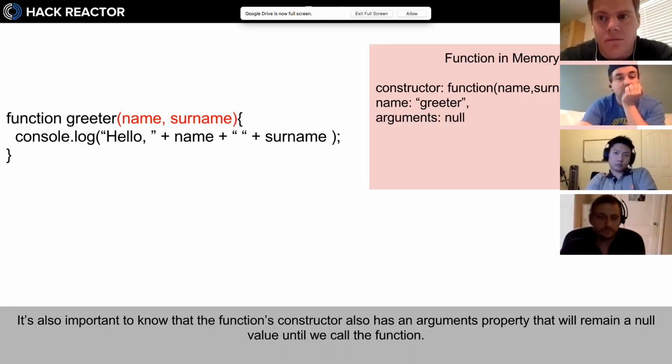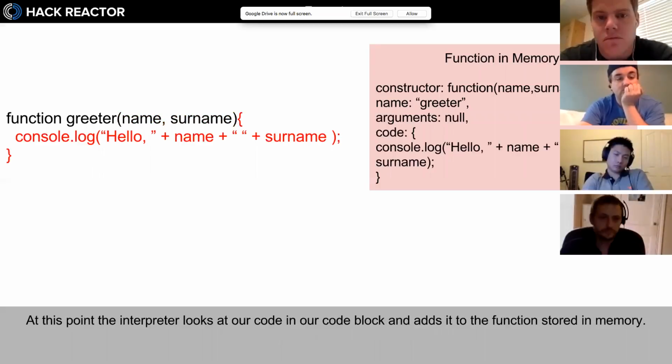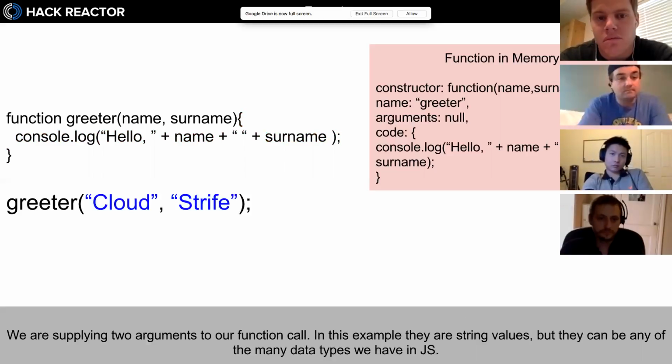So each time we call a function, there's this property called the arguments object, and however many arguments we pass in, that arguments object gets filled up with those arguments. At this point, the interpreter looks at our code in our code block and adds it to the function stored in memory. Let's call it and see what happens. So we are supplying two arguments to our function call. In this example, they are string values, but they can be of any of the data types that we've encountered so far. So we could give it another function, we could give it an array, we could give it an object, which are two other data types we'll be going over this week.